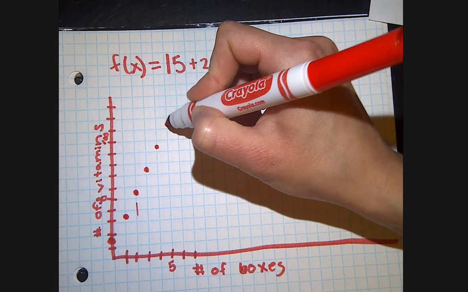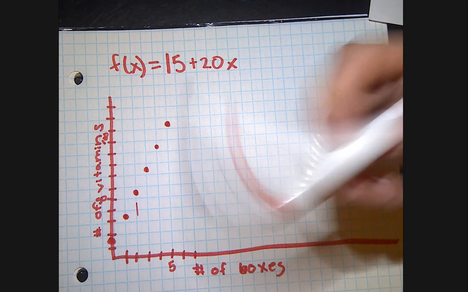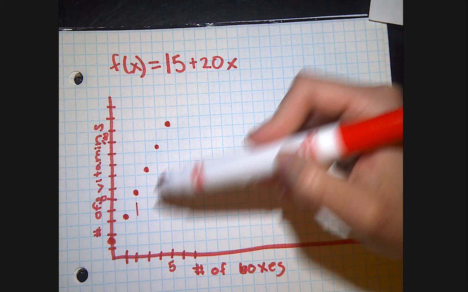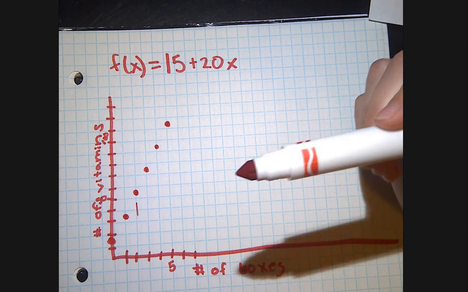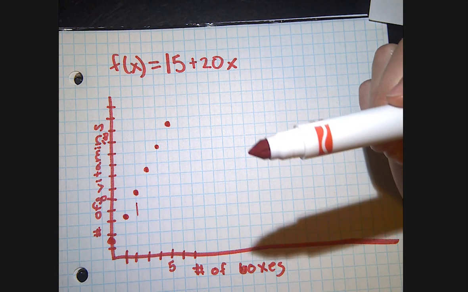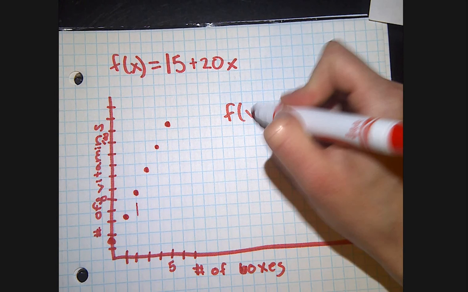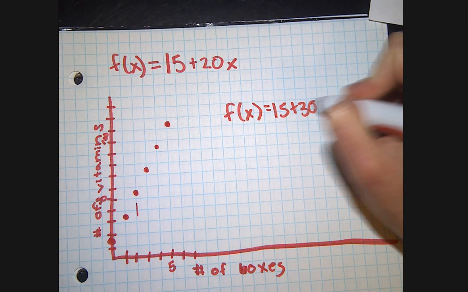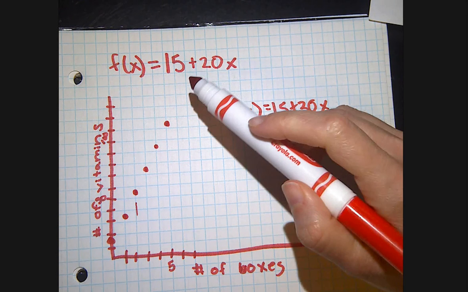Now, I would not connect here because I can't have half a box. They ship them in boxes of 20, so I'm not going to get a half box. So you would not connect on your graph. So this is what your graph should look like. And then you had to answer some questions. How would the graph look different if there were 30 bottles of vitamins in each box? Well, then your equation would be f of x equals 15 plus 30x. So your slope would be 30, so your line would be steeper. It would be increasing faster.